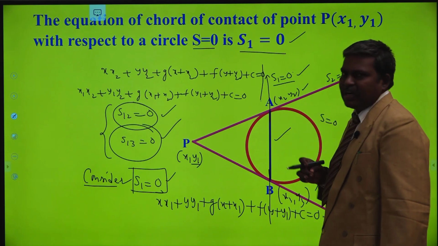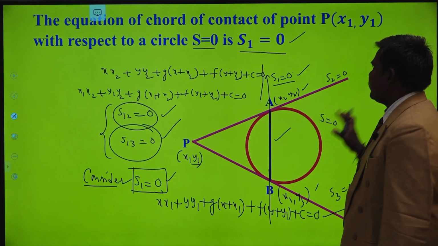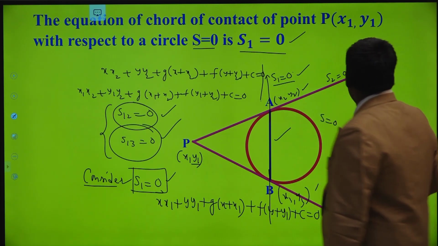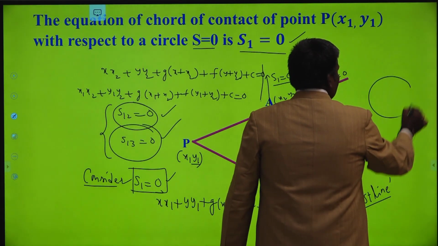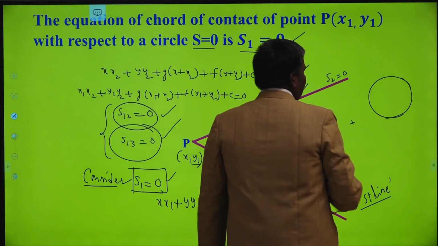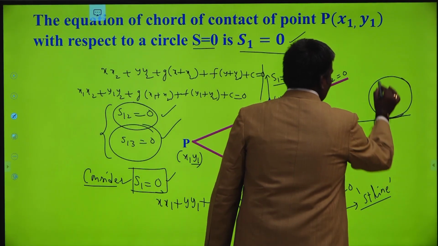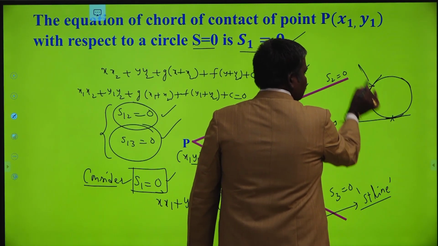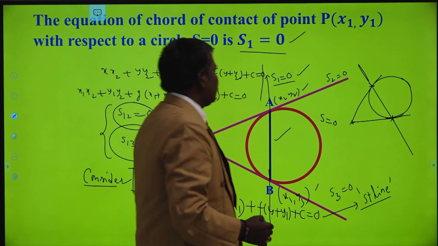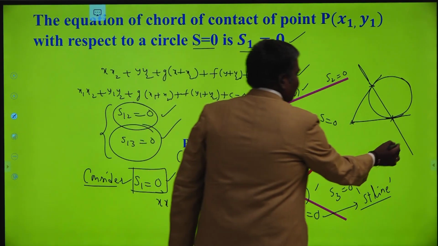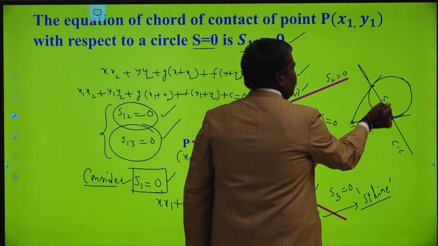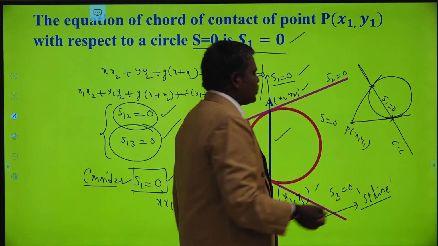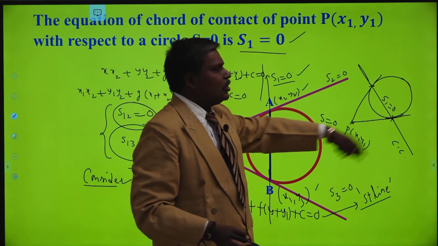So the equation of the chord of contact of P(x1, y1) with respect to the circle S = 0 is always S1 = 0. So how do we draw the chord of contact? Just consider any point P outside the circle. Then draw two tangents from P to the circle. You have the two points of contact. You just join these two points of contact, and we get a line. This is called the chord of contact. What is its equation? S1 = 0, where your point is (x1, y1). If your point is (x2, y2), you have S2 = 0.